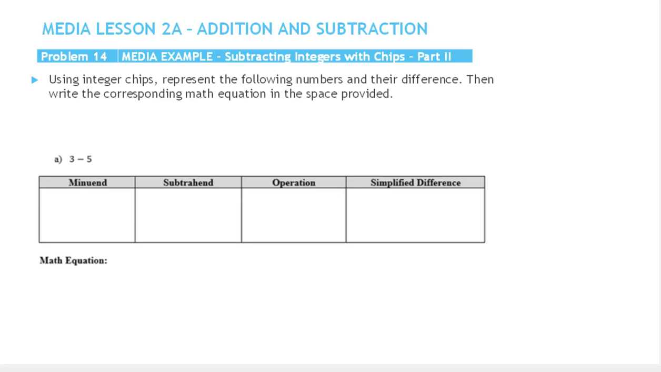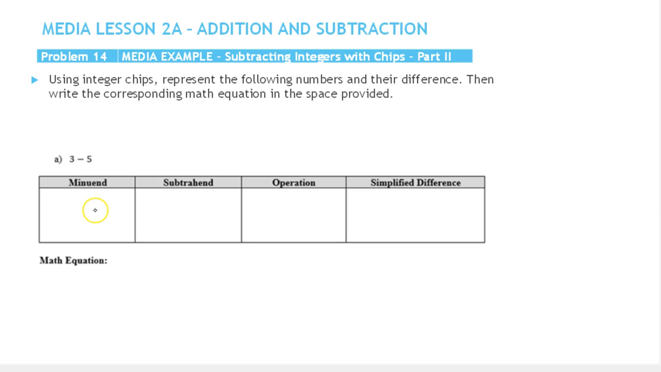In this video, we're going to do more examples of subtracting integers with chips, but when the problems are a little bit more complicated. So in the last examples, we had the chips available to take away and put in the takeaway bin. In these examples, we're going to see that we're not always going to have enough chips to take away, and we're going to need to account for that.